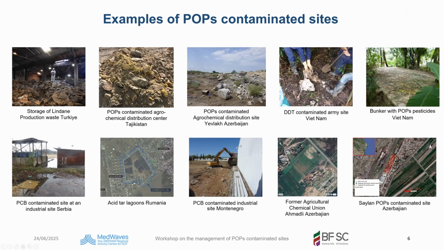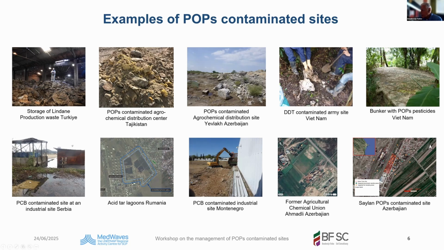This is a contaminated site of an ACO distribution center in Tajikistan. Many sites in the former Soviet Union have many ACO distribution sites, especially in the cotton producing regions, and they are contaminated. Here again, such a site in Azerbaijan.